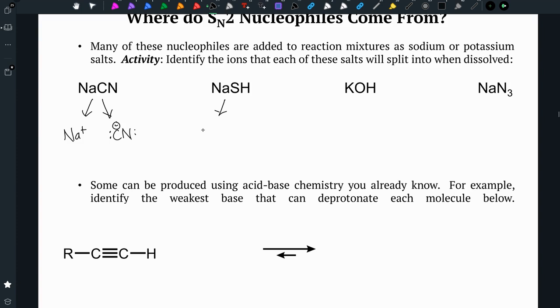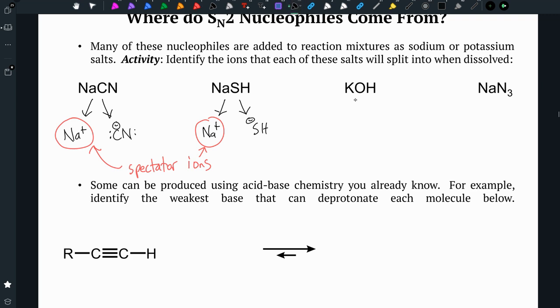You dissolve NaSH, it'll split up into Na plus and SH minus, and so on. And generally, you may remember that ions like sodium and potassium tend to be what we call spectator ions, meaning they get dissolved in solution and all they do is stay dissolved. They don't take part in most reactions. So if I want to use CN minus or SH minus as a nucleophile, I can just choose its sodium salt and dissolve that in solution.